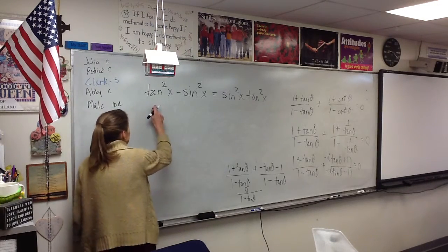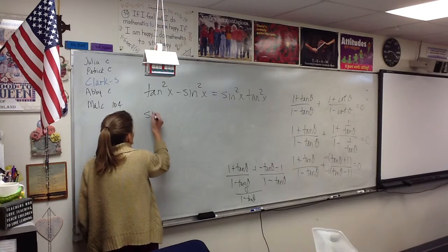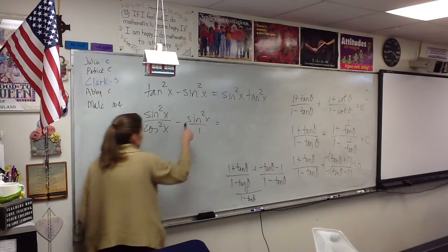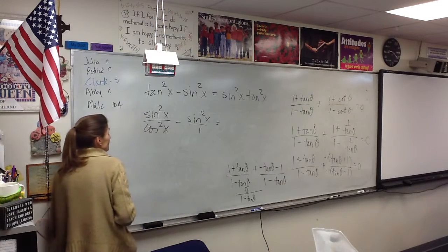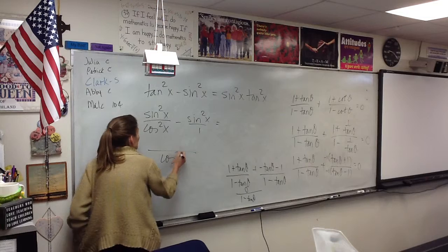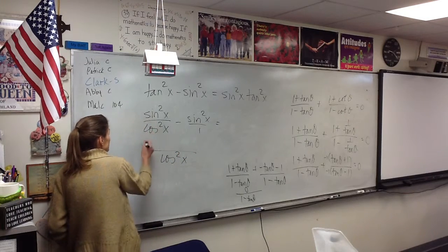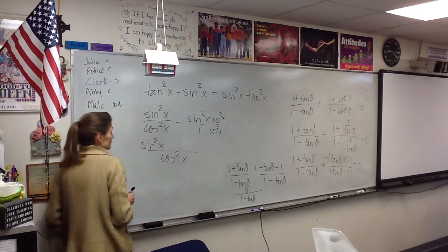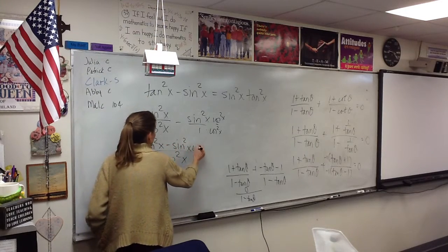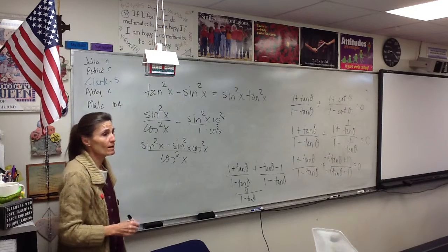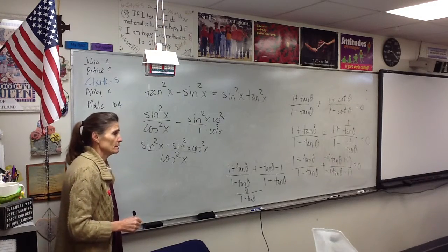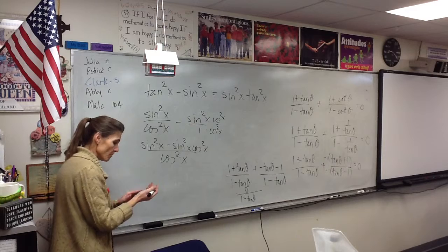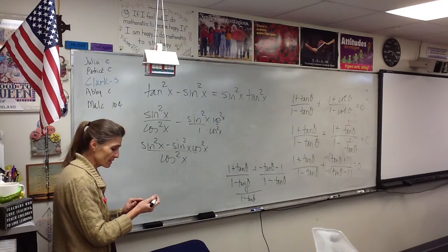So this is sine squared over cosine squared, and this is just sine squared over 1. So what's the next logical step? Find a common denominator. The common denominator is cosine squared. This one's good. This one needs a cosine squared, right? So 1. No, be careful. Sine squared times cosine squared is not 1. It's just sine squared times cosine squared. Okay. So far we've changed into sines and cosines and we've gotten a common denominator.